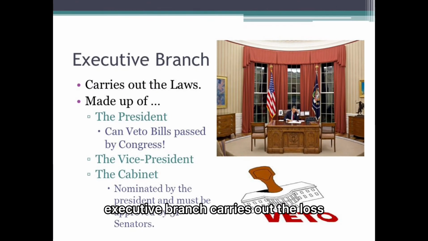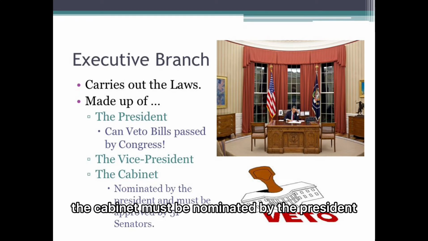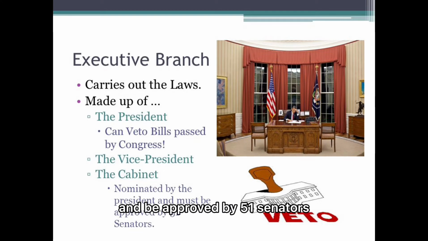Executive branch carries out the laws, and is made up of the President, the Vice President, and the Cabinet. President can veto laws passed by Congress. The Cabinet must be nominated by the President and be approved by 51 senators.